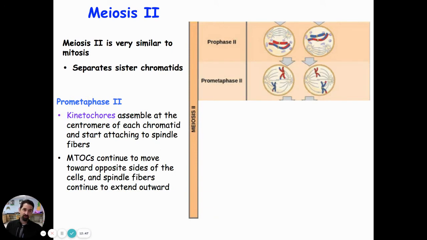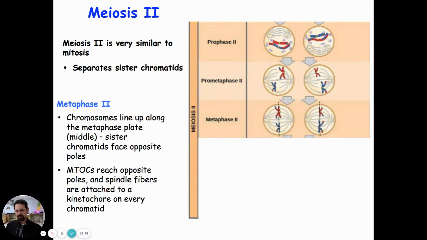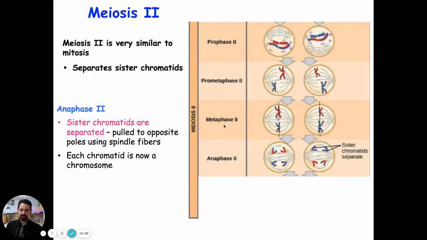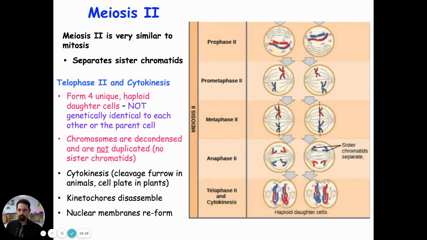We start to form our spindle fibers. Prometaphase, we start to line up. Metaphase, we line up along the center. And in anaphase, the same thing that we do in mitosis, which is to pull those sister chromatids apart. Now, remember, I've got all these different options at this point. Each chromatid now gets called its own individual chromosome.